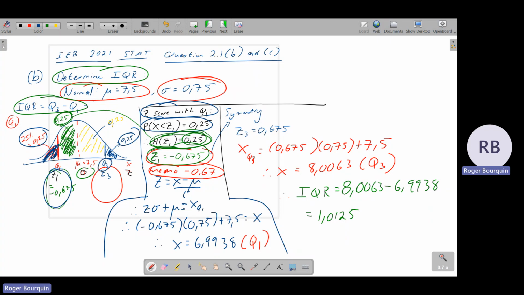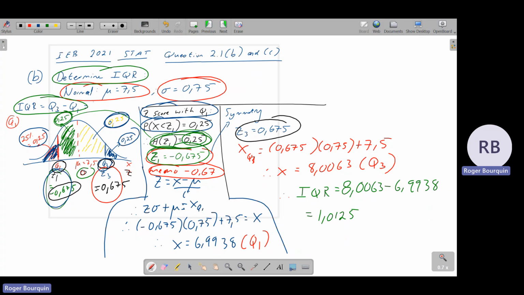Then for the upper quartile, 25% of your data lies in this region over here, because 75% is below the upper quartile. So once again, my H of Z score there is also going to be 0.25. There's perfect symmetry in this graph, which means if the lower quartile has a Z score of negative 0.675, the upper quartile must have a Z score of positive 0.675. So now I've got my Z scores that go with the lower quartile and the upper quartile.